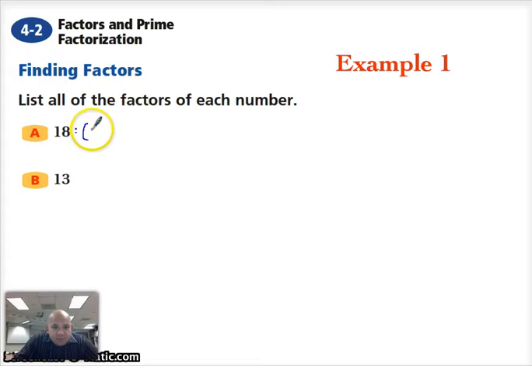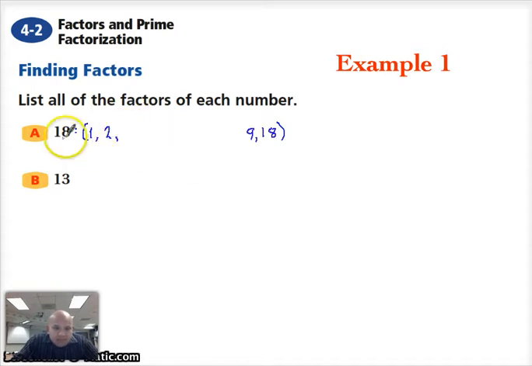First I'll start with the number 1, because 1 is a factor of all whole numbers. 1 times what is 18? Well, I'm going to go ahead and skip down here, and I'm going to put the 18, because 1 times 18 is 18. Next, I'm going to put a 2. 18 is an even number, so I know it's divisible by 2. And since I know my math facts, I know that 2 times 9 is 18.